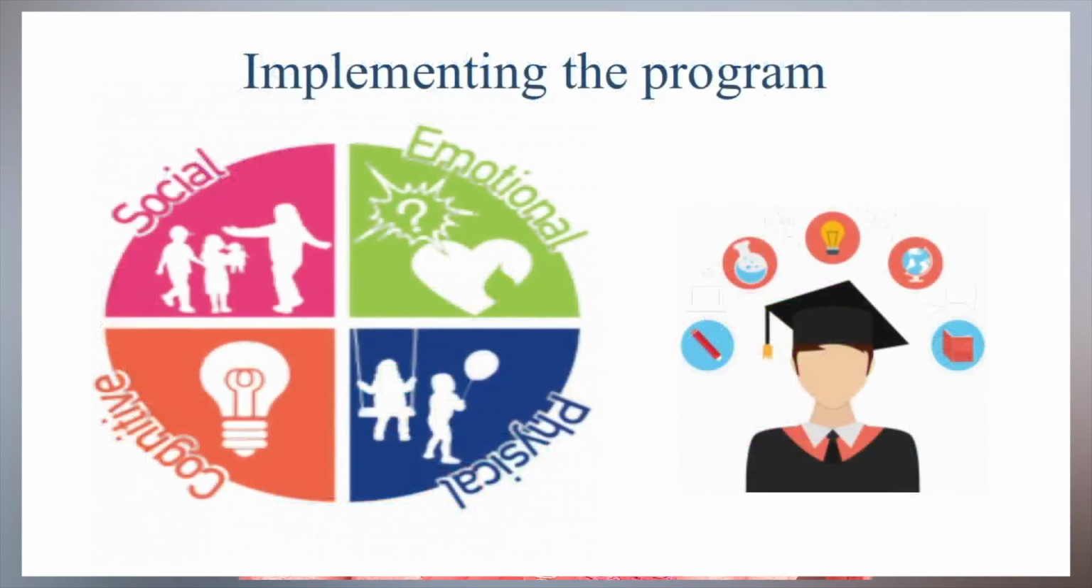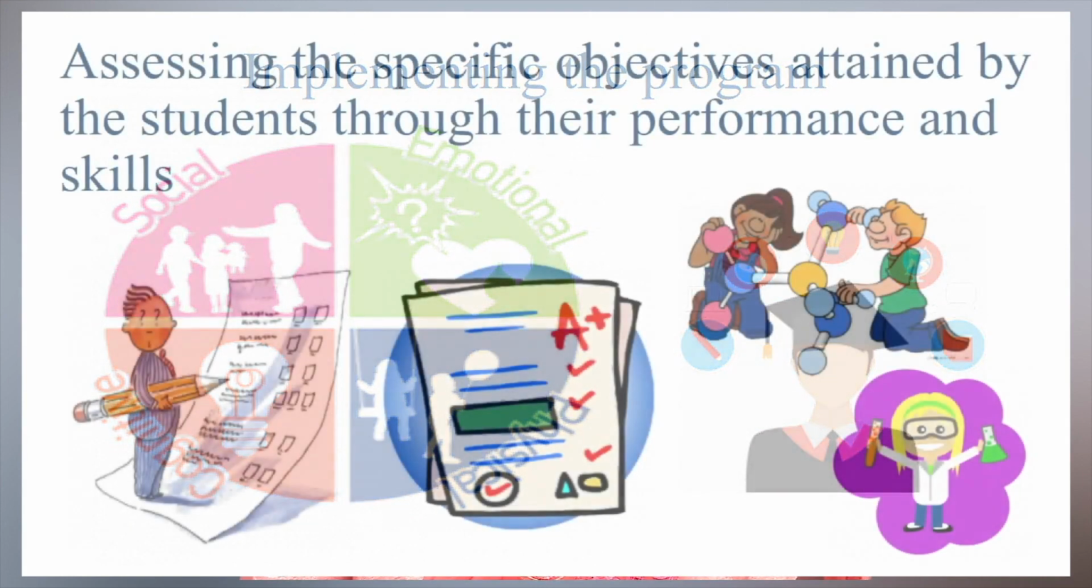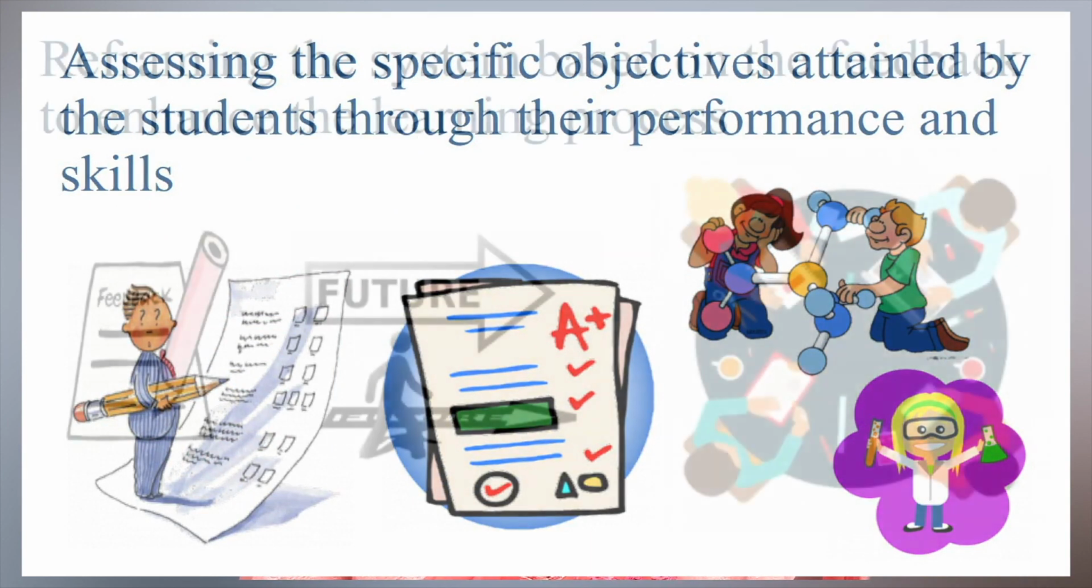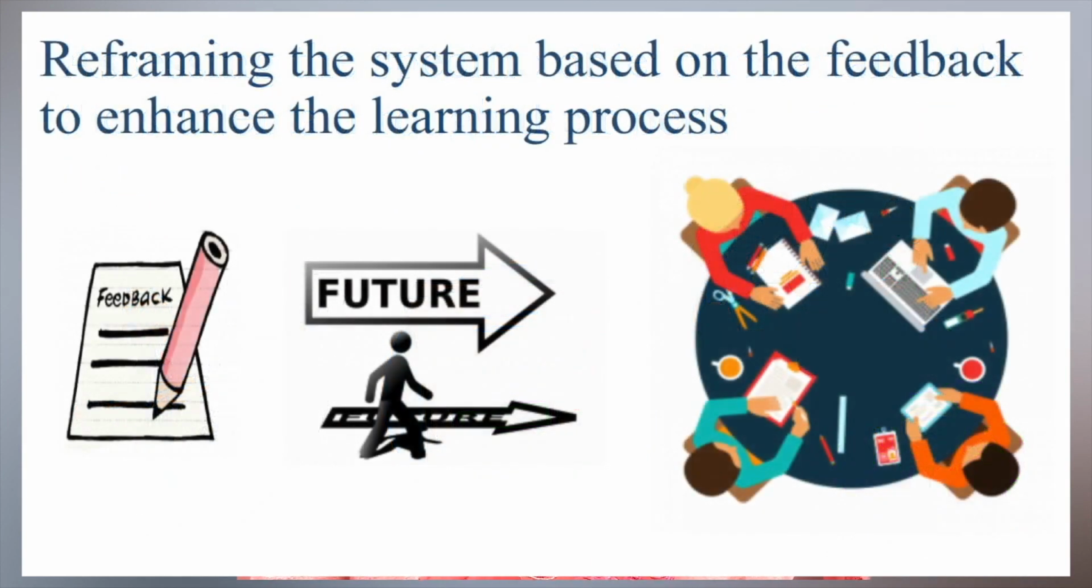Number 8, implementing the program. Number 9, evaluating the outcome in terms of original objectives measured in students' performance. And finally, revising to improve the efficiency of the system to improve students' learning. In this video, we have seen the systems approach to school system and its major steps in the systems approach in education. Thank you.